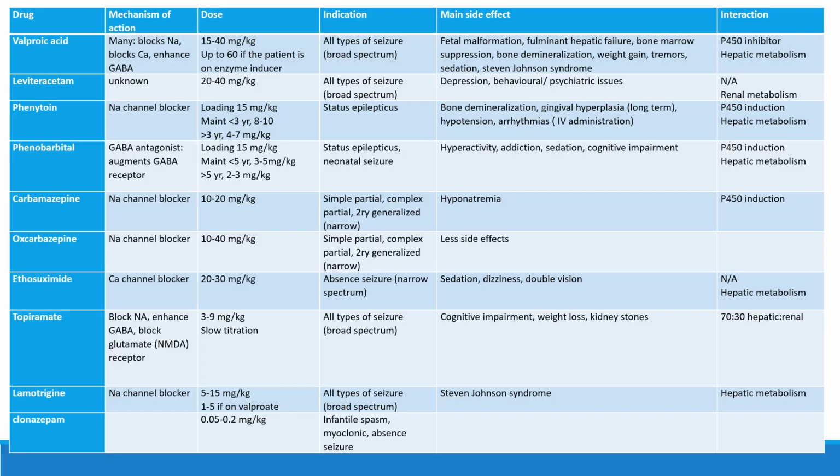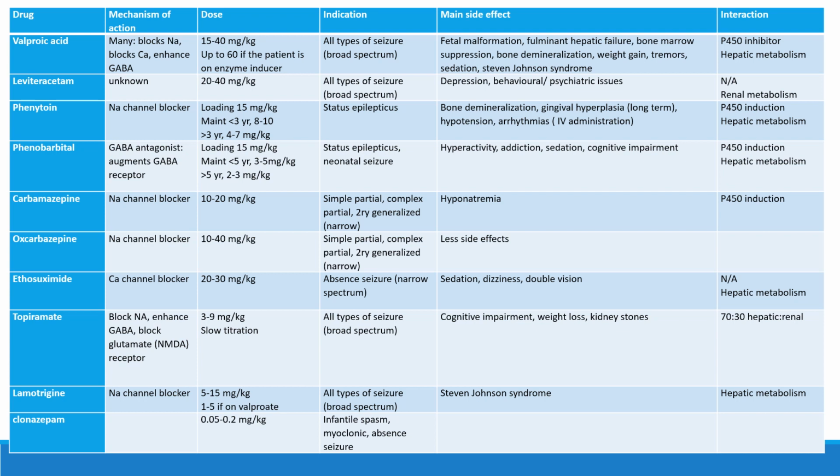This slide demonstrates the commonly used anti-epileptic medications, which include valproic acid, which acts as a sodium channel blocker and is used in most or all types of seizures. It's a broad spectrum anti-epileptic. Levetiracetam, which has an unknown or unclear mechanism of action, can be used as a broad spectrum anti-epileptic. Phenytoin and phenobarbital are used in status epilepticus. Phenobarbital also can be used in neonatal seizures.